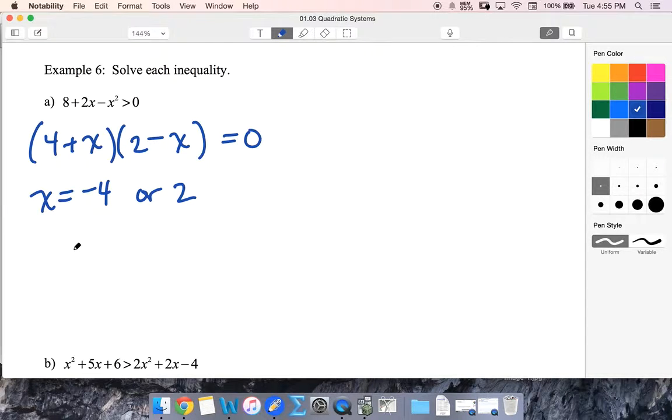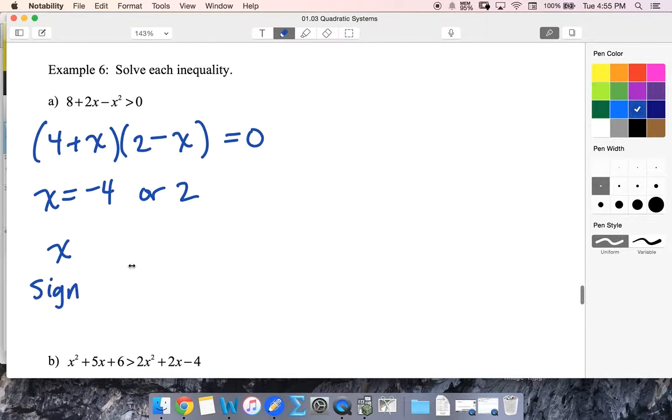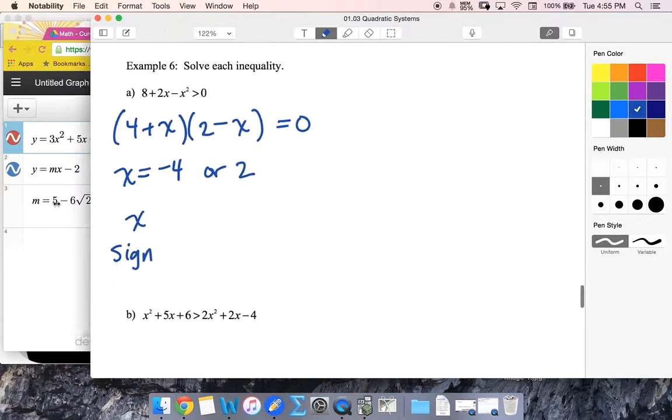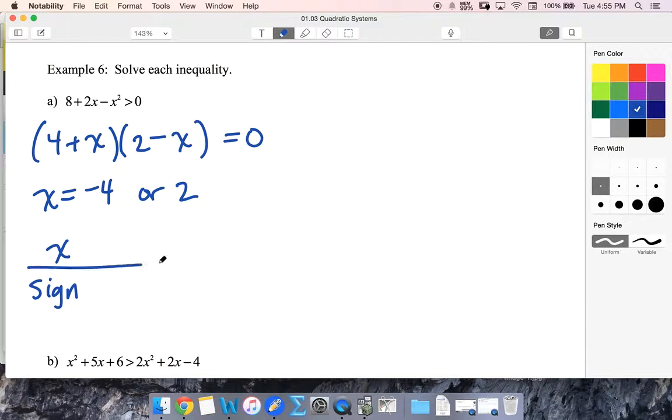So thinking about my sign diagram, I've got my x values and I've got the sign. So in my sign diagram, negative 4. So I'm picking a number smaller than that. That's negative 5. 0 would be in the middle, 2 would be here, positive 5 over here. And again, just picking numbers that are easy. At negative 5, if I plug that in, I would have negative times a positive. So that's going to be negative. At 4, it's going to be equal to 0.